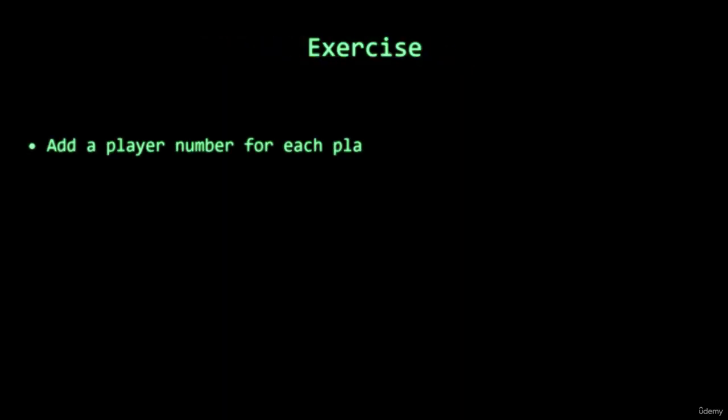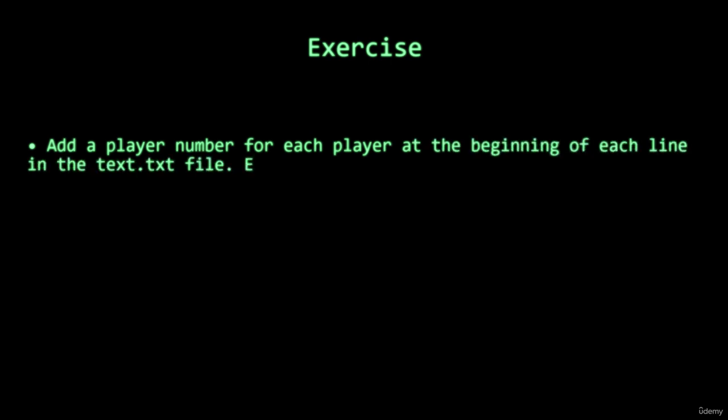For an exercise, add a player number to the beginning of each line in the file, then read and print out the player number, name, and finally the score.